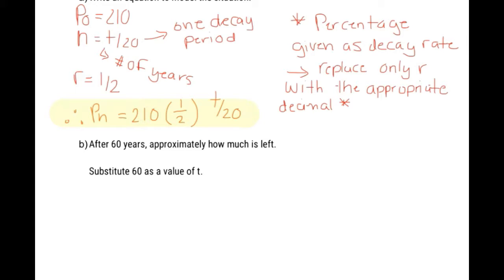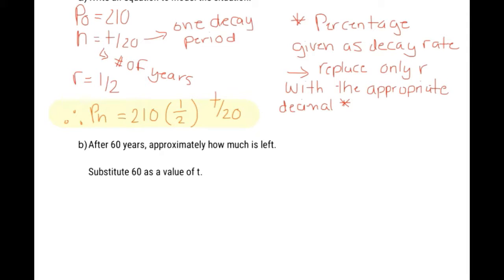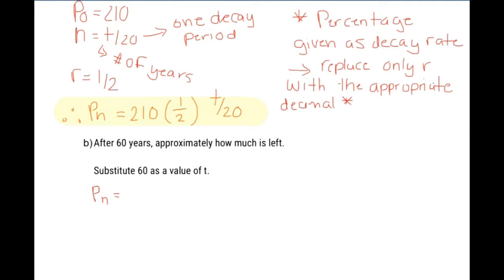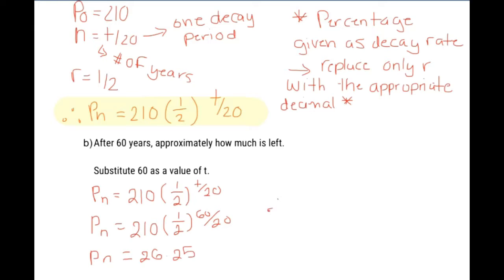B. After 60 years, approximately how much of the initial amount is left? To determine how much of the substance will be left in 60 years, we must substitute 60 in the place of t and solve. Therefore, 26.25 grams of the substance remains.